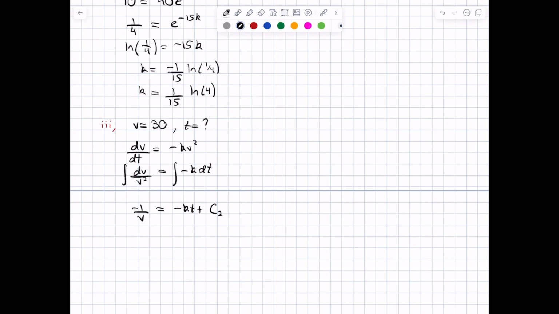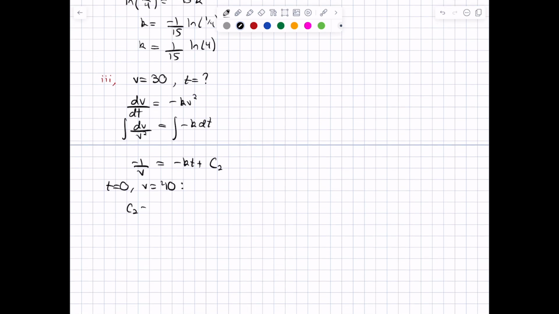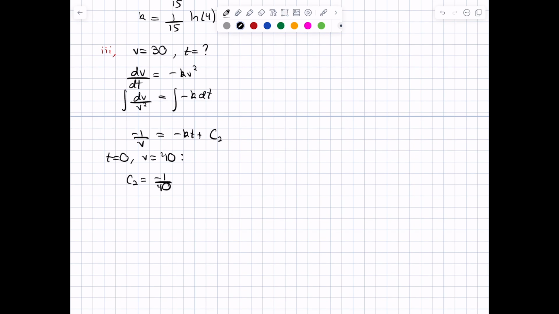Now I do have an initial condition. When t is equal to 0, the initial velocity was 40. So when t equals 0, the velocity is 40. So that means c2 is equal to, let's see, minus 1 on 40. Okay, I'm going to move the C2 over as I substitute it back in. So 1 on 40 minus 1 on v equals minus kt.